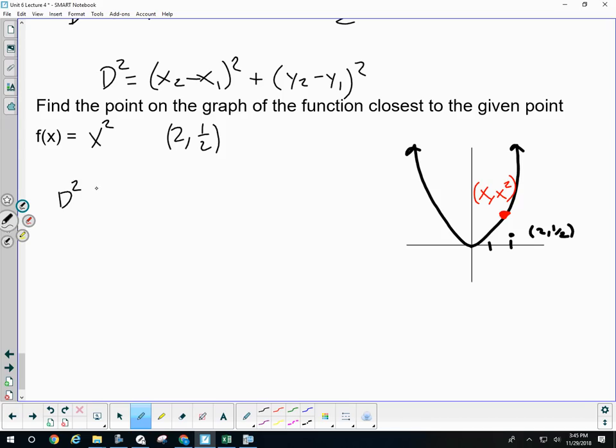Go ahead, do it. We have x squared. We need to use x squared and x. My x's are x and 2. My y's are x squared and a half. Oh, this is going to be annoying. Should have picked a different one.